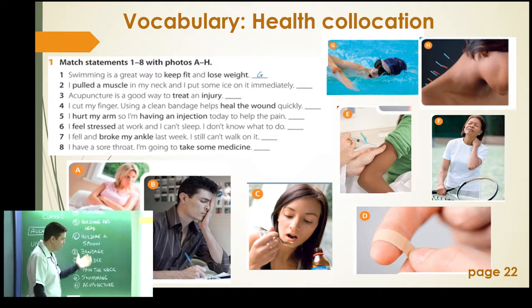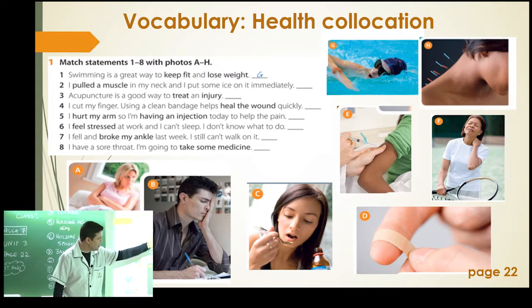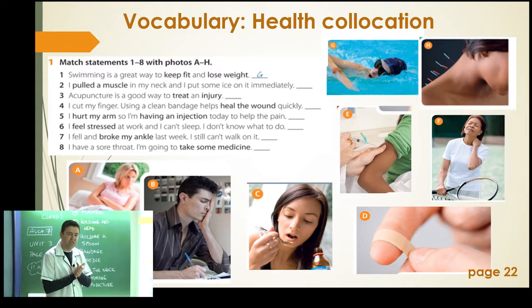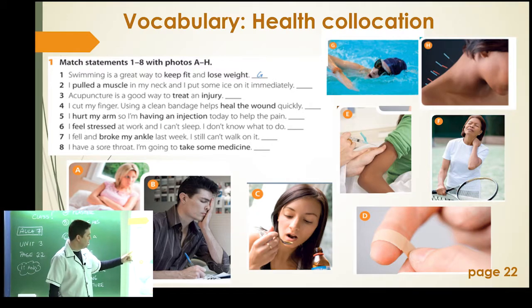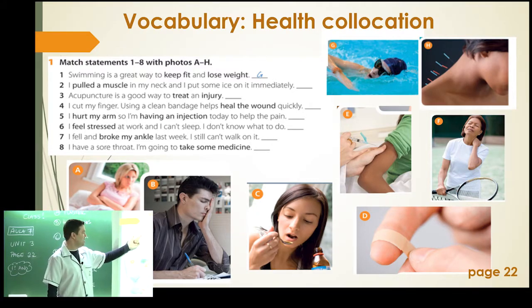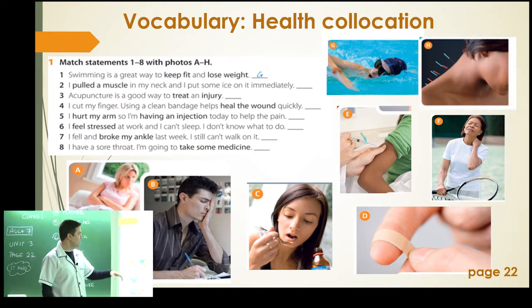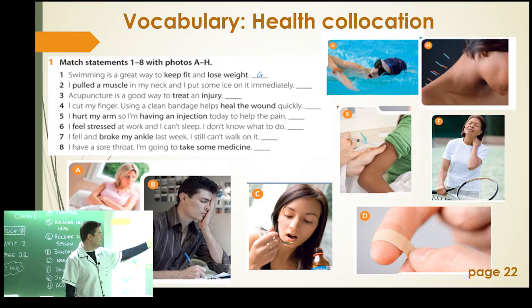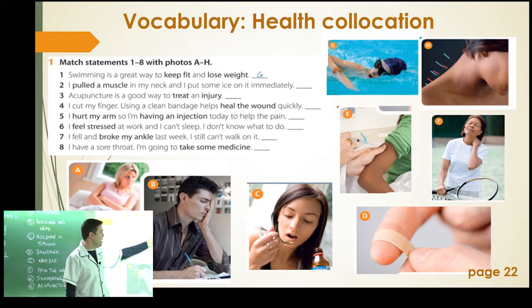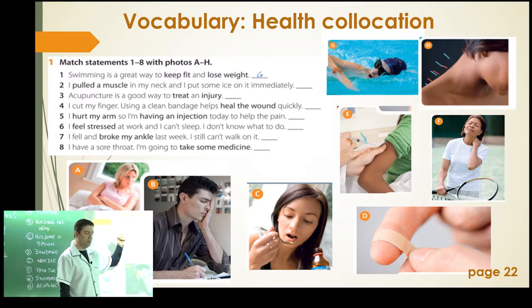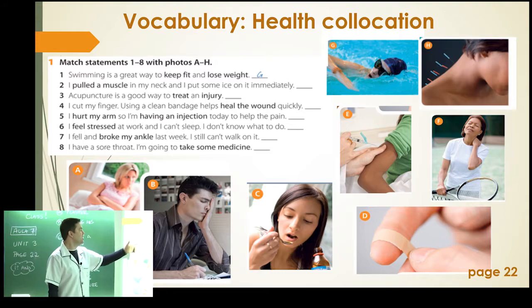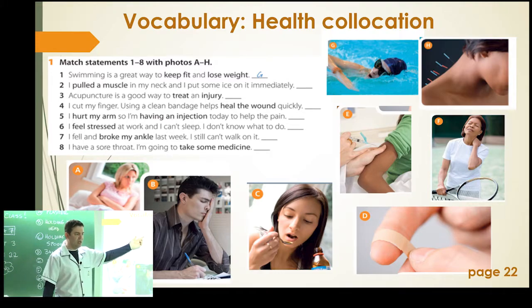So now, knowing some of the vocabularies and checking some of the pictures, I think we can do exercises here. So we're going to do a match statement. So we have some statements from 1 to 8 with some highlighted words. The highlighted words are the collocation, verb and noun, verb and noun. For example, here we have the words keep fit, lose weight. So this combination gives me an idea what is the collocation itself, right?